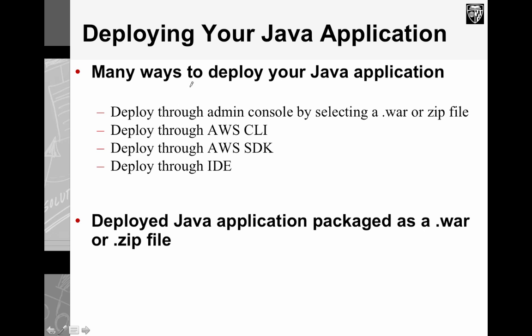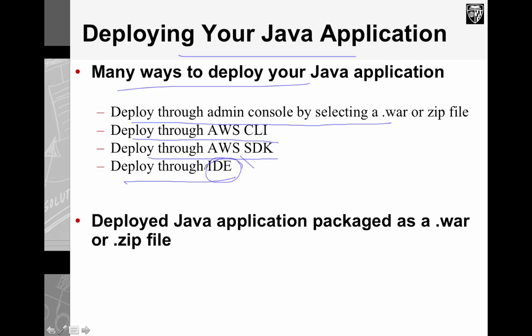So how do you launch or deploy your application? Well, there are many ways to deploy. You can deploy through the admin console by selecting a WAR file and deploying it. You can deploy through the AWS CLI. You can deploy through AWS SDK. You can deploy through the IDE itself. That's something you can do. There is a plugin available for your Eclipse or the NetBeans plugin so that you can deploy directly from your IDE. You might want to try it out, play around with that. And the deployed applications are packaged as a .war or a .zip file.